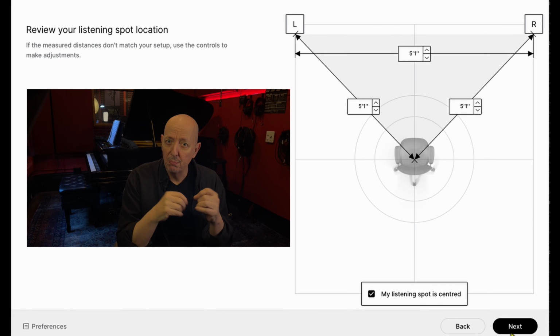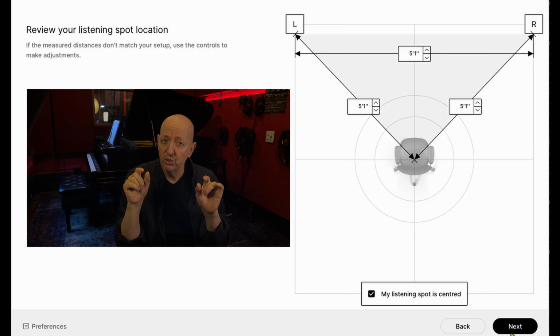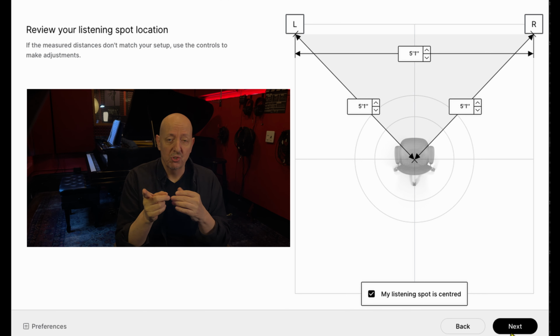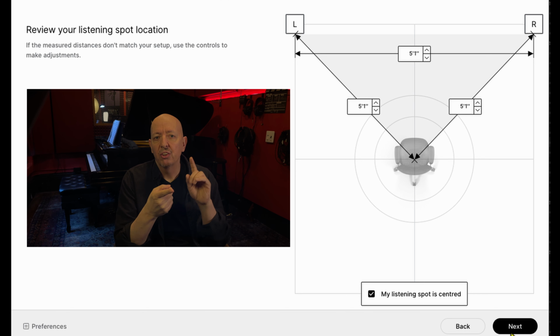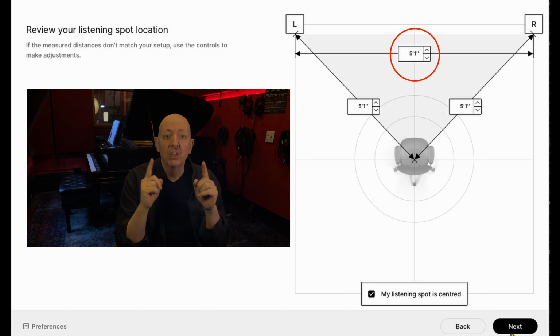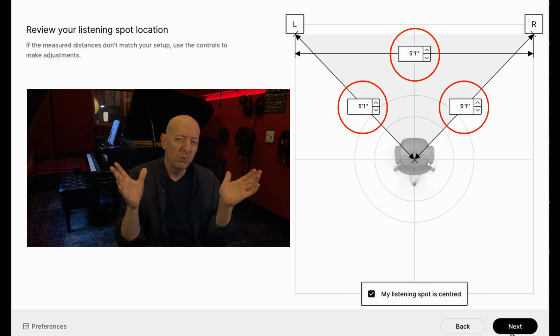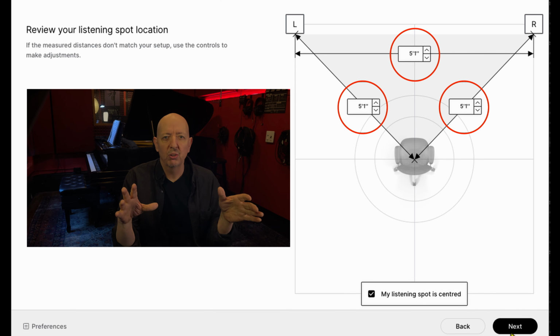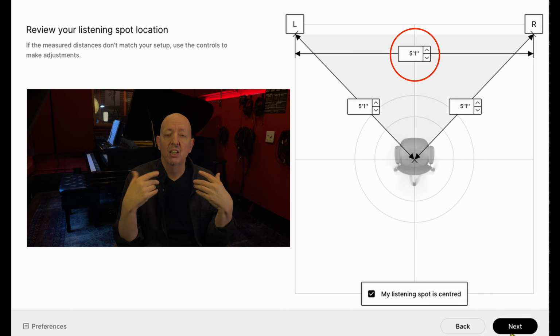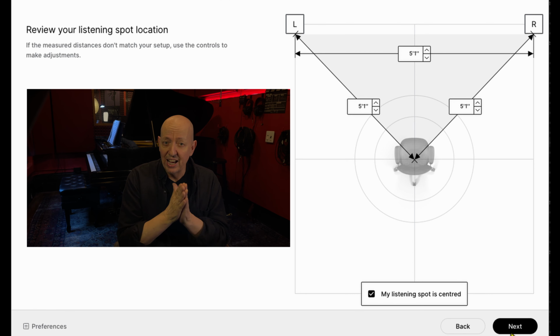I measured this with a tape measure to be sure it was correct. And it was. Then you put the measurement microphone in your listening position at ear level. Now my results. In my case, the two speakers were 5 feet 1 inch from each other, and the distance from each of my ears to each of the speakers was also 5 feet 1 inch. Of course, in real life, when you're mixing, you're going to be moving around, so that distance will change slightly. But this was a good result. Also, it was an equidistant triangle, which is exactly what you want.